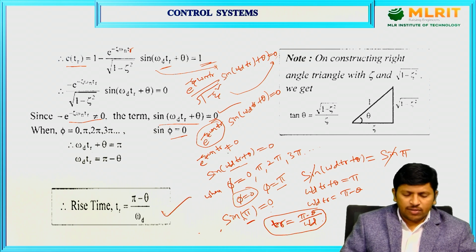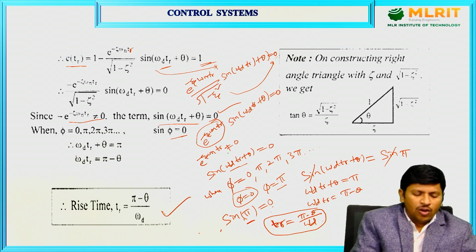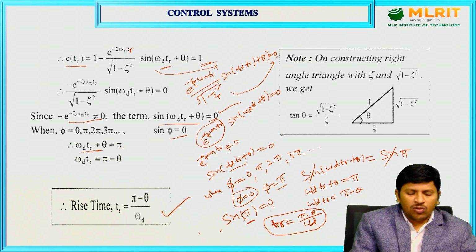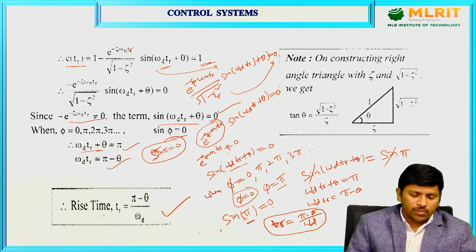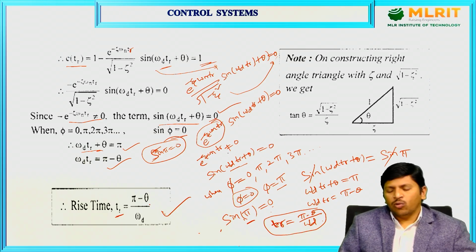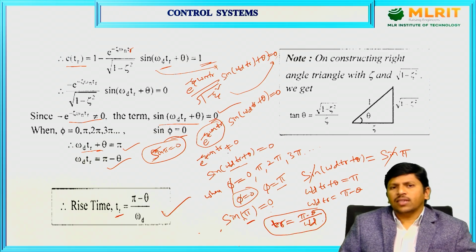Here just observe, this one is the solved equation. Omega d tr plus theta equals pi, because sine pi equals 0, sine both cancel. So I am getting rise time tr equals pi minus theta by omega d, where omega d is nothing but the damped frequency of oscillation.